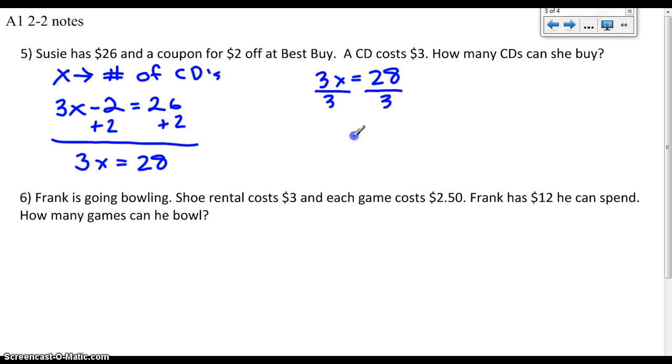Now this is the time where it's not going to come out all nice and pretty. However, 3 times 9 is 27, so that leaves us with just a remainder of 1. We'll put that over 3. X is 9 and 1/3. Very few stores sell 1/3 of a CD. So we will only be able to purchase, or rather Susie will be able to purchase 9 CDs.